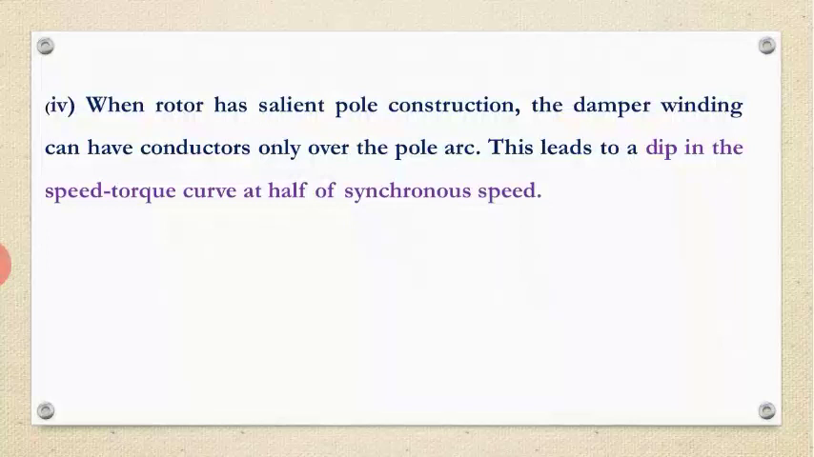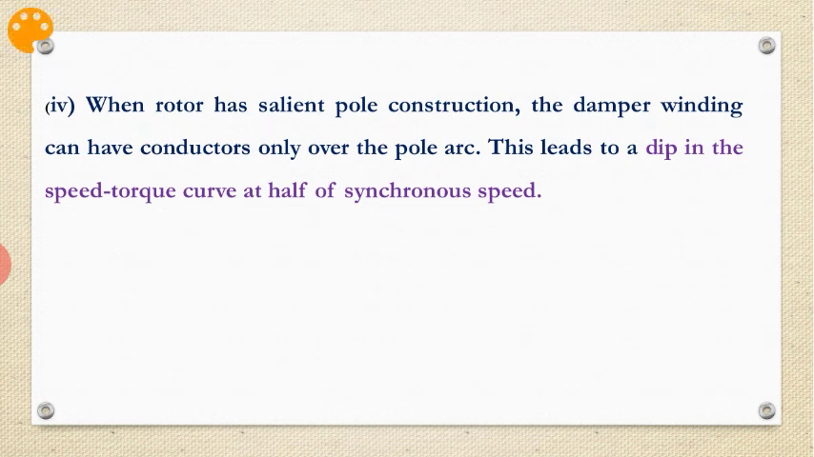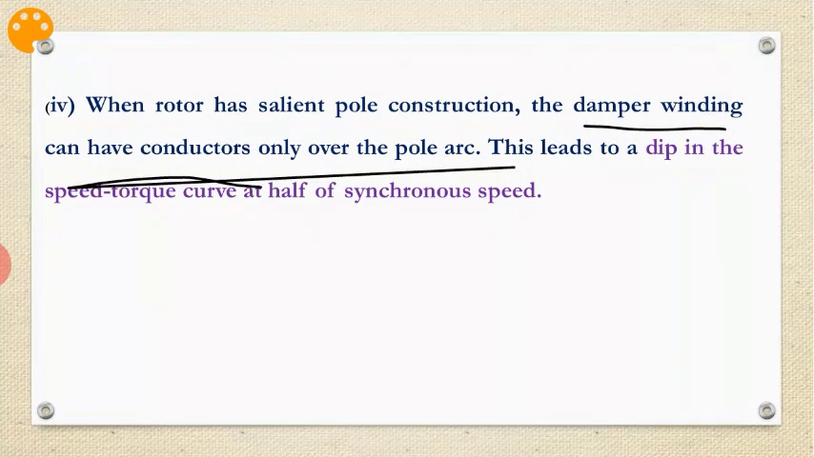Fourth one is when the motor has salient pole construction, damper winding can have conductors only over the pole arc. This leads to a dip in the speed torque curve, at half of the synchronous speed.